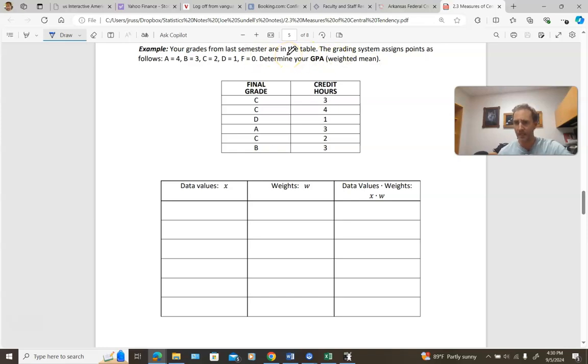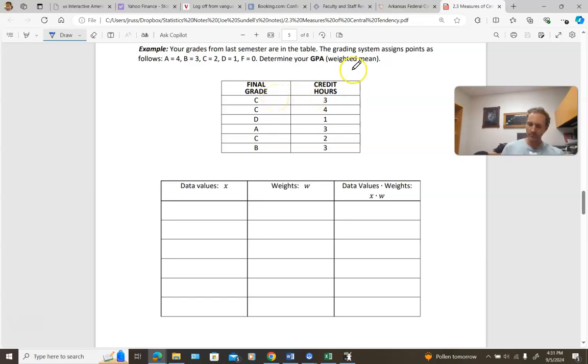And so this is actually how you determine or calculate your grade point average. In case you ever wanted to do that, this is how it's done. So the data values in this case are the actual numerical values that correspond to each of these letter grades, and then the weights are the actual number of credit hours for each of these courses.